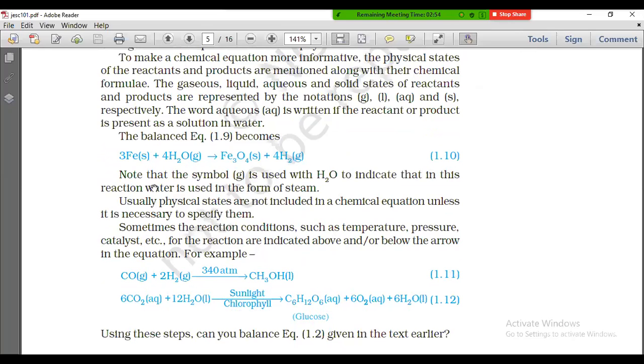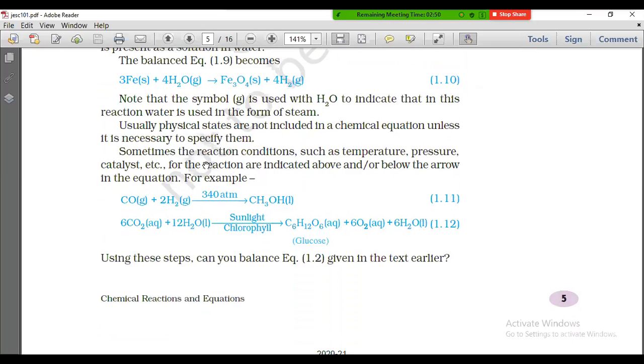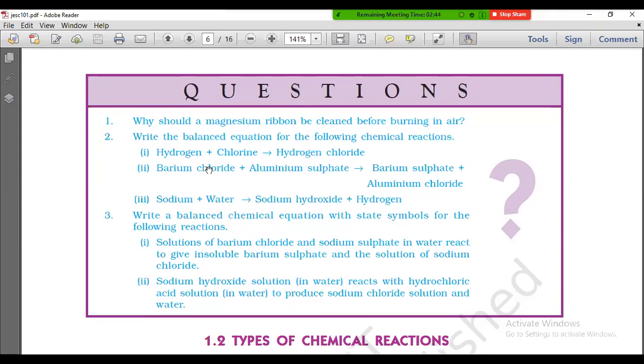You can read the further examples that have been given to you on your own, and once you do, we will be answering these questions. Based on the names of the compounds, you can do the solution. These are the questions that you have to solve today, these three questions. And I'll be sharing some more equations for you to balance.